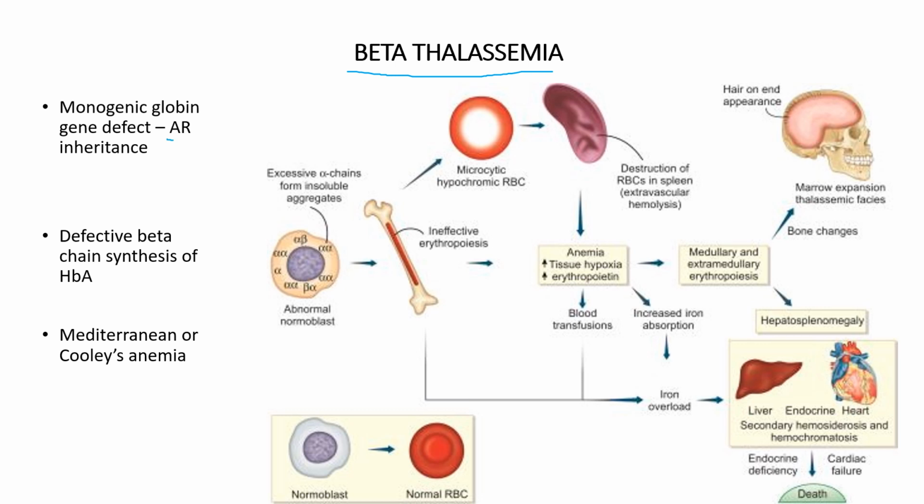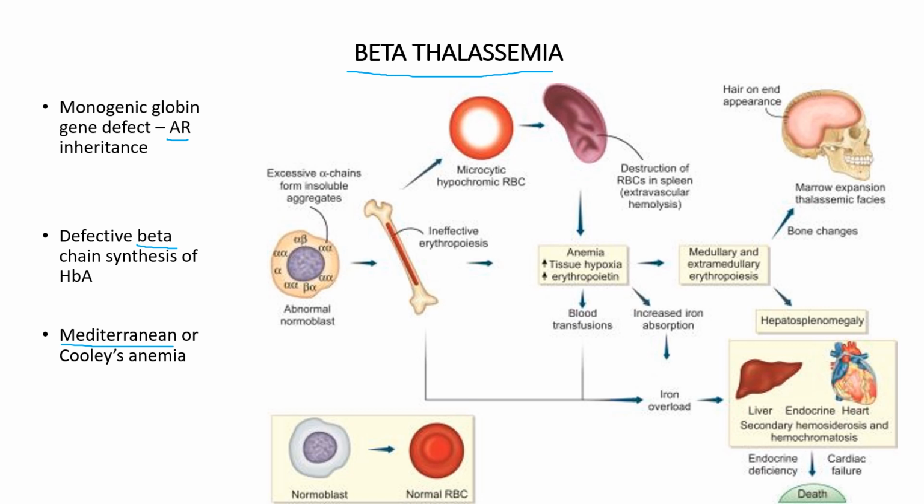Coming to beta thalassemia, it is one of the inherited hemoglobinopathies due to a monogenic globin gene defect, which is autosomal recessive in inheritance. Here, there is defective synthesis of the beta chain of hemoglobin, mainly hemoglobin A. Because hemoglobin A is made of alpha 2, beta 2, here there is defective beta chain synthesis. It is also called Mediterranean or Cooley's anemia because this is more common in the Mediterranean region.